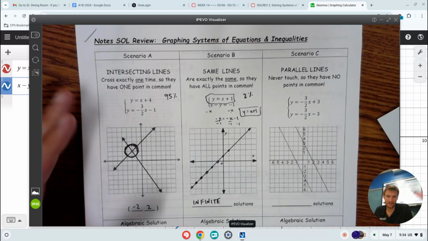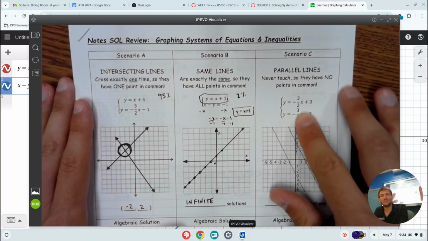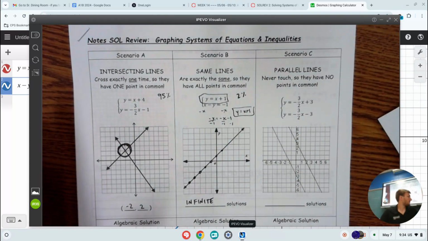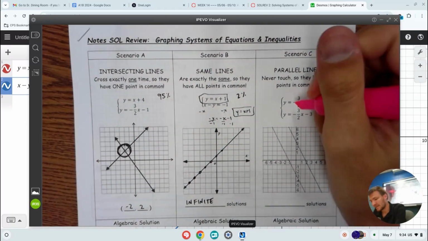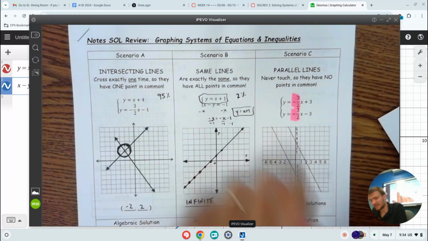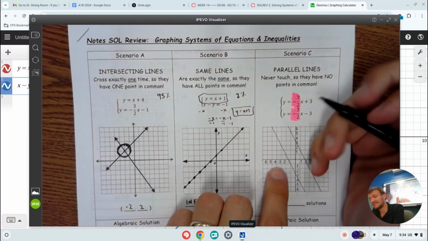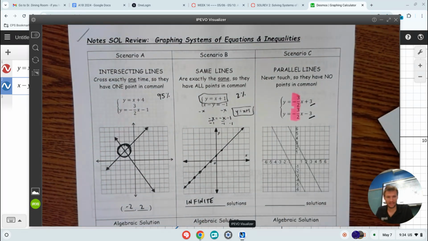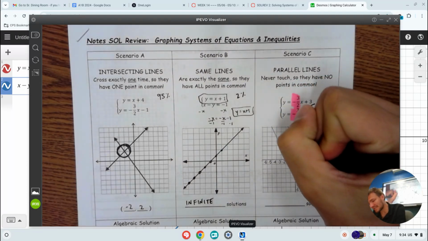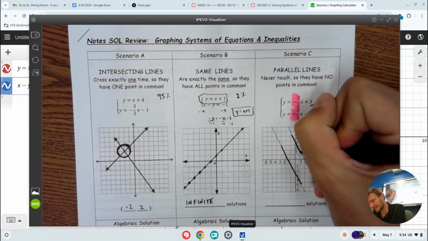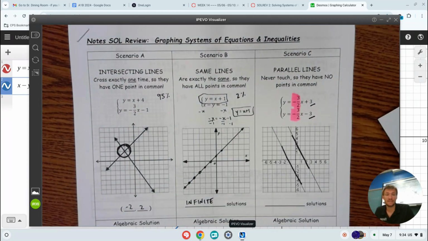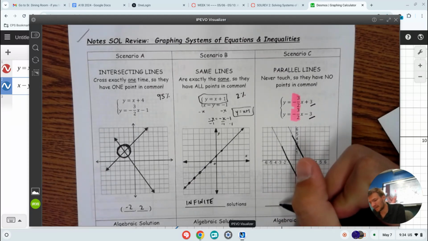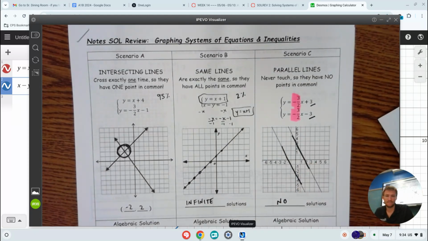And then we have parallel lines. This is where these two lines have the same slope, so I'll use my highlighter to kind of point that out. Same slope, but they have different b values, a plus 3 and a minus 3, but anything that's different would count. That means that they're going to be angled the same, but starting at different places, which means they're never going to cross. It's going to be two parallel lines. They never touch. They have no points in common. This is a no solution.